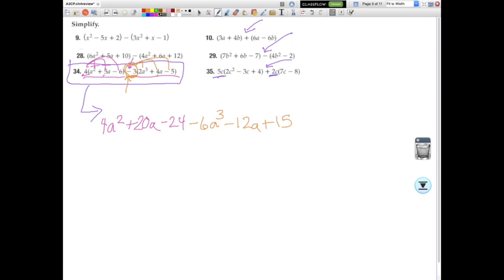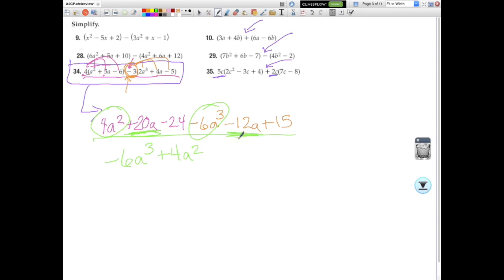Now, as my last step, I'm going to combine like terms. When we combine like terms, you're adding and subtracting, and you do not change your exponent powers. You just add and subtract your coefficients. I'm going to put this polynomial in standard form, which means listing it from highest to lowest power. My highest exponent is negative 6a to the third. My next highest exponent is 4a squared, so it's positive.